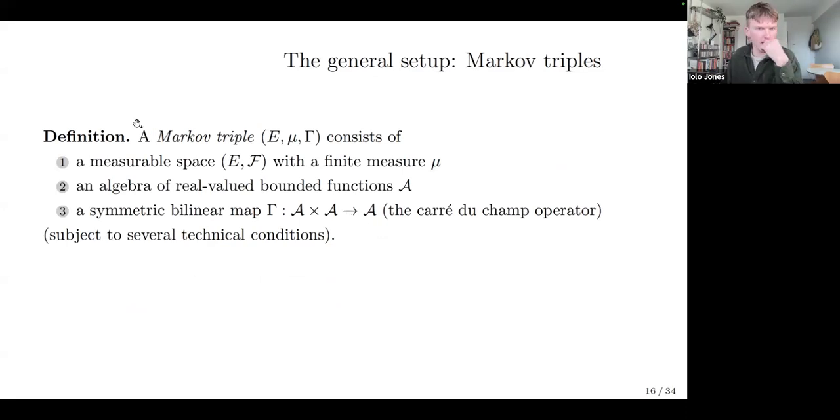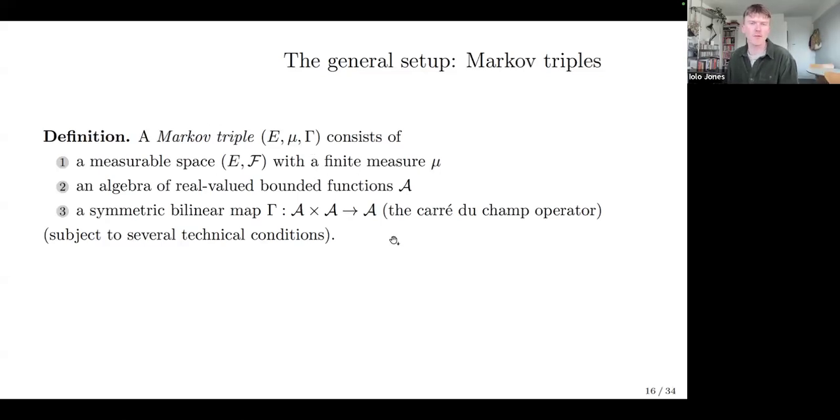The general setup that I'm using here is called the Markov triple, which is a classical thing in probability theory, and is the bare bones basic ingredients that you need to do geometry generally. We're going to have a measurable space E. So instead of a manifold, we're just on a measure space. We're going to have an algebra of functions, real valued bounded functions. So instead of C infinity of M smooth functions, we're swapping it out for some generic A. And then we're going to have a symmetric bilinear map gamma, which is the Carré-Duchamp, and this is going to play the role of the metric. So gamma maps a pair of functions to another function, where that function behaves like g of df dh.